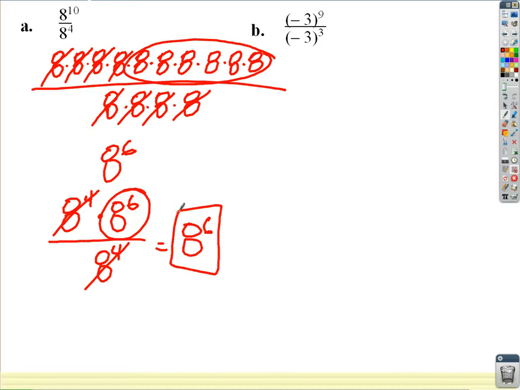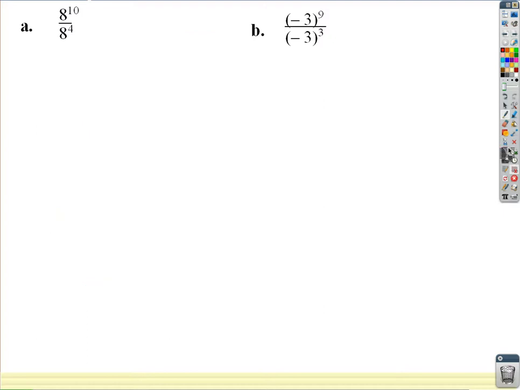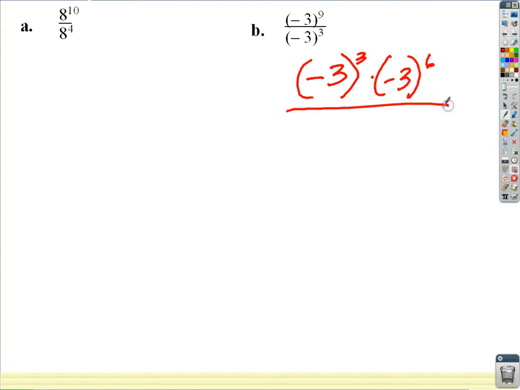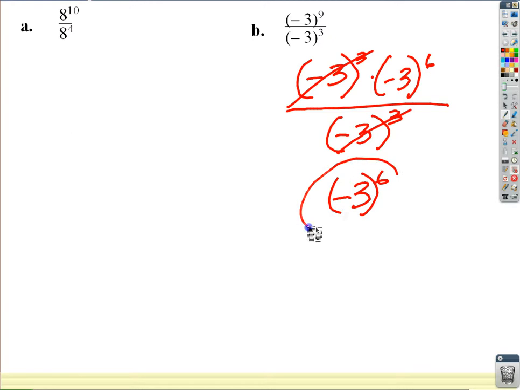Well, let's go ahead and try this next one. Okay? We've got negative 3 to the 9th, and we have negative 3 to the 3rd. Well, this is going to look like negative 3 to the 3rd power times negative 3 to the 6th power, and then I'm going to get negative 3 to the 3rd power. These cancel out, and I'm left with negative 3 to the 6th power. All right? Just a general idea here.